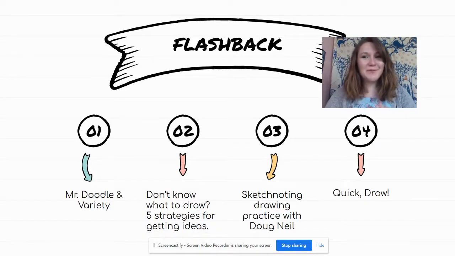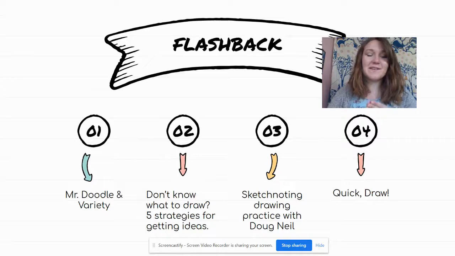We talked about Mr. Doodle and we did a discussion post about him. We also watched a video about 5 ideas of how to get ideas for drawing. We did a discussion post about that. We also did a little bit of drawing practice with Doug Neal in our sketchnoting assignment. And then we also played a little quick draw and we did a little bit of expanding on how to draw each item multiple different ways.